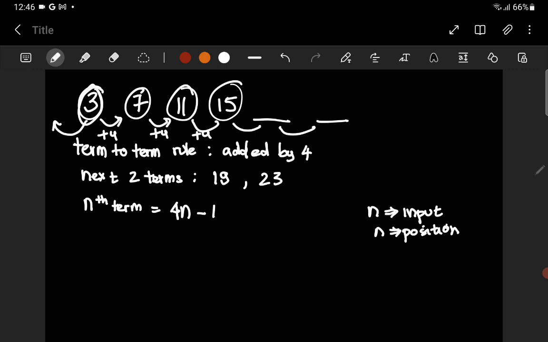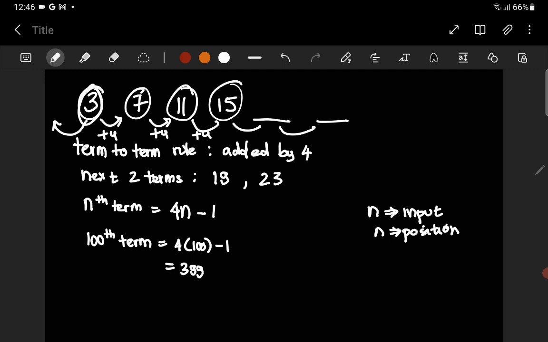Now, if I ask you, what will be the value that will take the position of 100? What is the value of the 100th term? Then you replace the n by the position, and then after that you calculate, which the result will be 399, something like that.